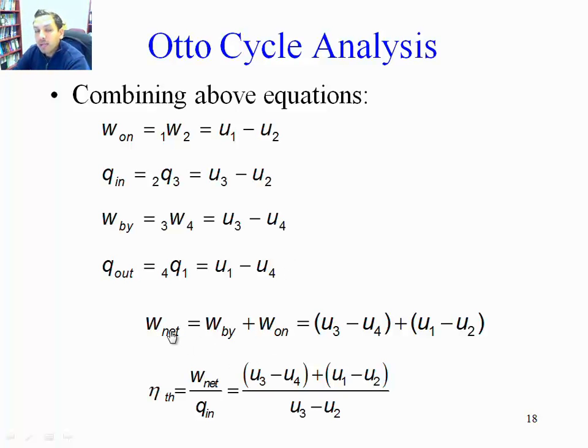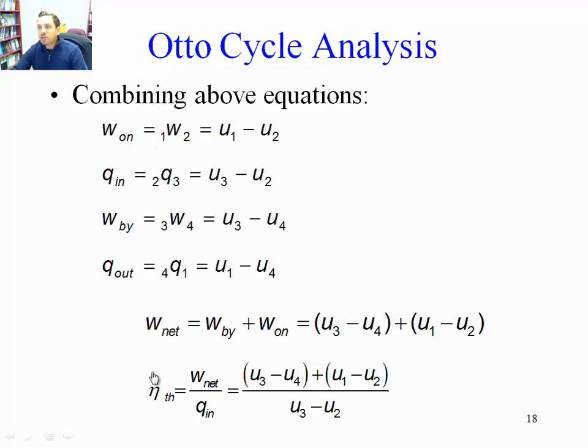So the net work, which is the sum of all the works in the system, obviously the work from 2 to 3 is 0, and the work from 4 to 1 is 0. It's just the work from 1 to 2 and the work from 3 to 4. And that's U3 minus U4 plus U1 minus U2. Well, remember, U1 minus U2 is going to end up being negative anyway, so this is in reality a subtraction, because it's a compression process.